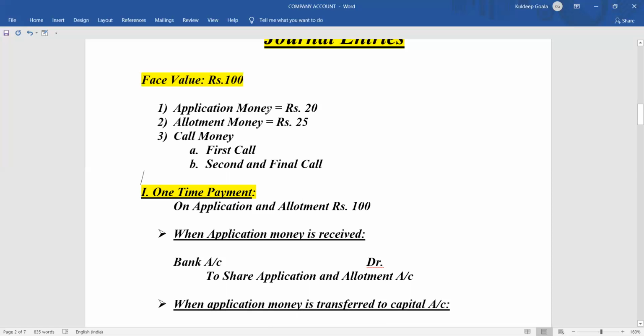First is application money. Application money is paid at the time of applying for the shares, after getting the application from the shareholders. Generally it is given through the bank.